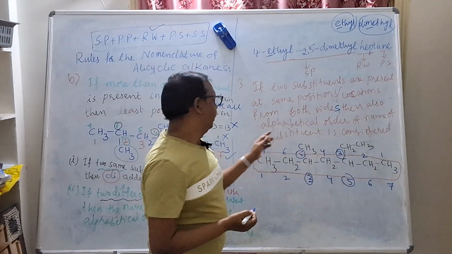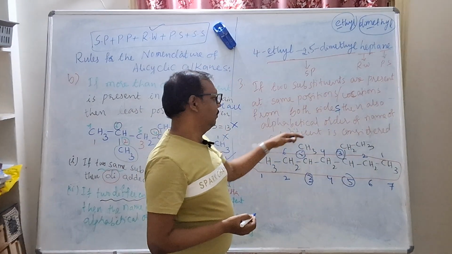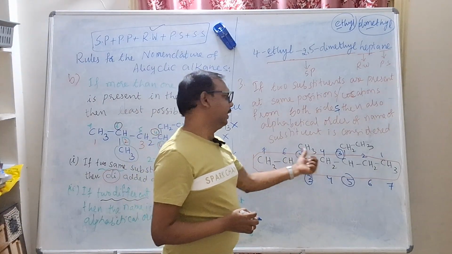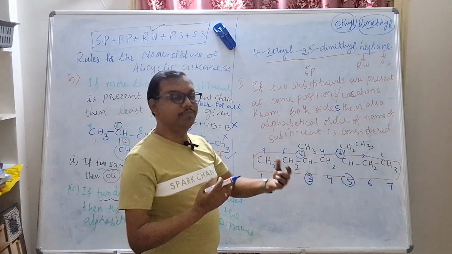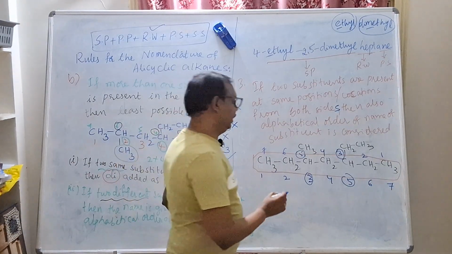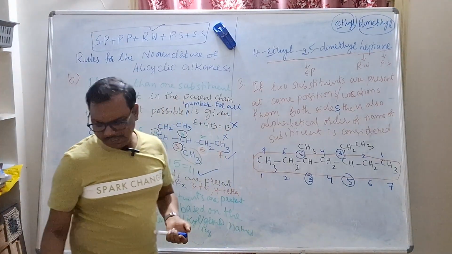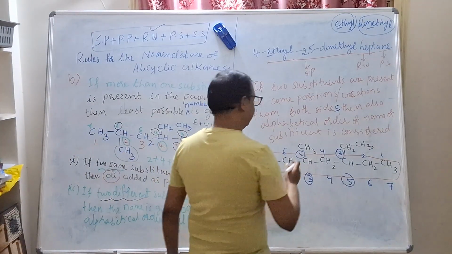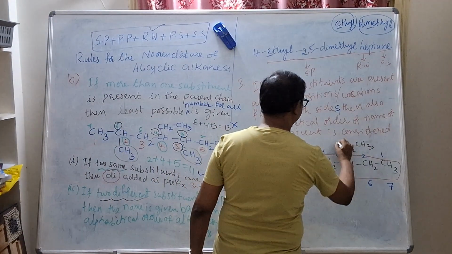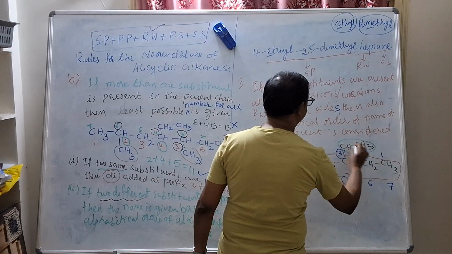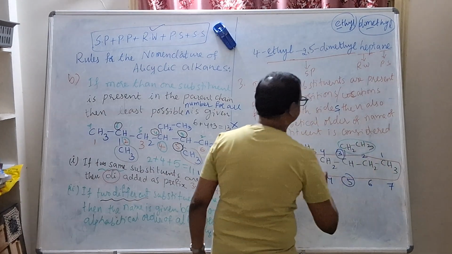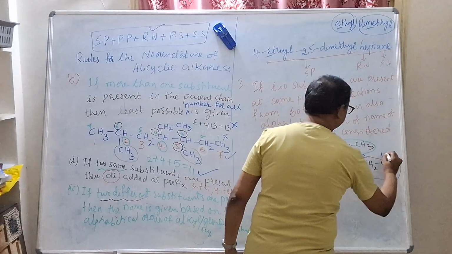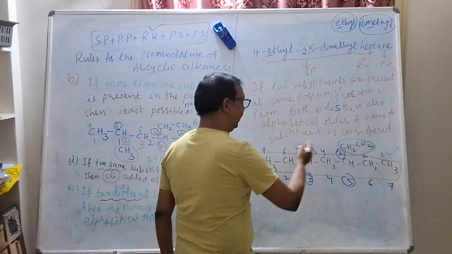Then also the alphabetical order of the name of substituent is considered. Here, methyl is there, ethyl is there. Which one will come first in alphabetical order? Ethyl. Therefore, which one do you have to consider for writing the name? If you consider alphabetical order, ethyl comes first. Therefore, ethyl should get the least possible number. The alphabetical order of the alkyl group or substituent name is considered.